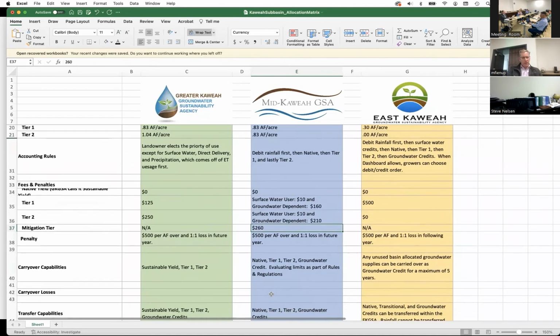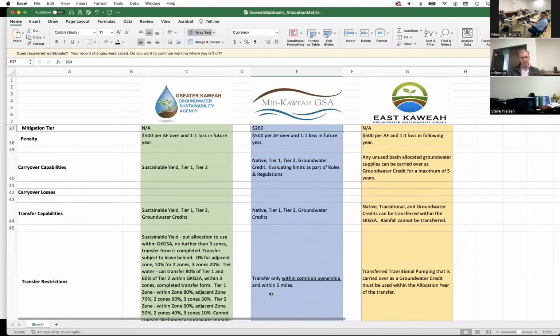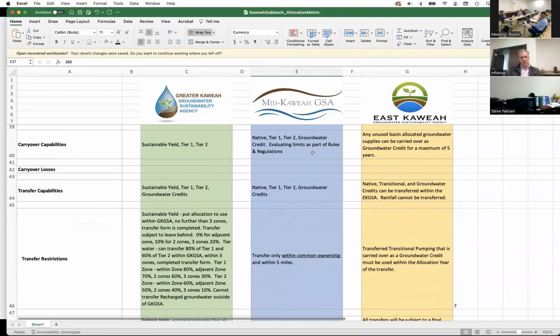Sounds reasonable. All right, so in terms of carryover, what you see here is that water from any of the 3 buckets can be carried over. So native yield or sustainable yield, as it's called in Greater tier 1 or tier 2, can be carried over if you received that allocation and it remains unpumped. Oh, you can see I forgot to put the 10% reduction on that. We can fill out the carryover losses category in a second.